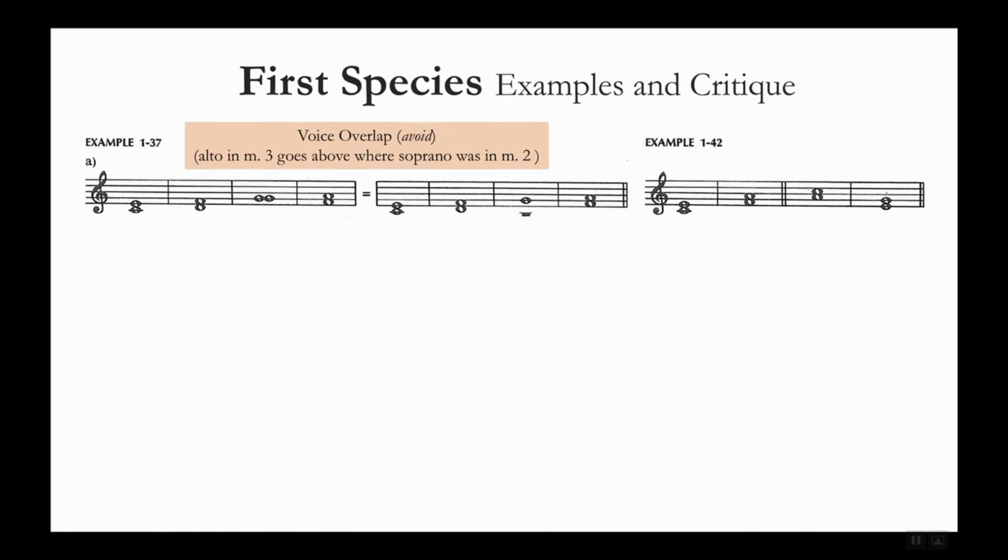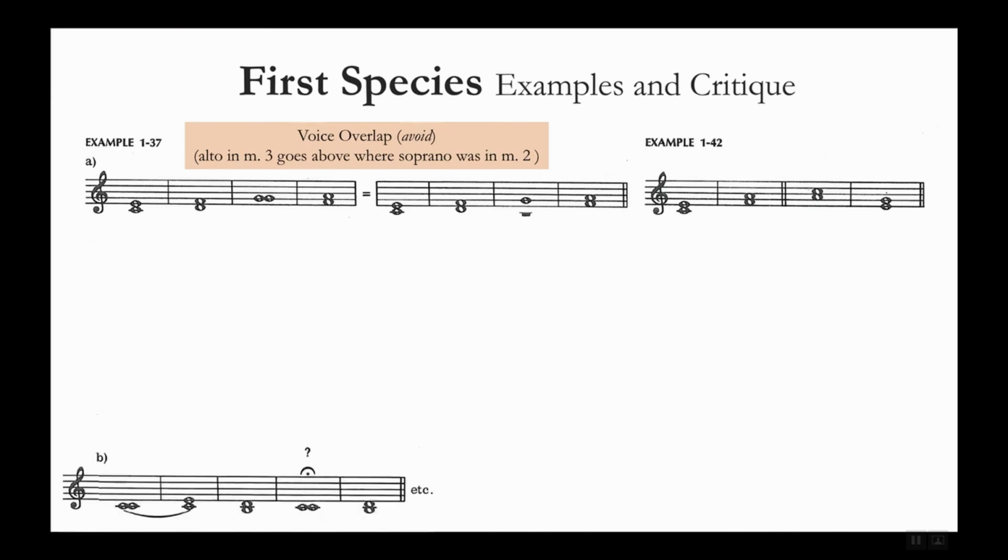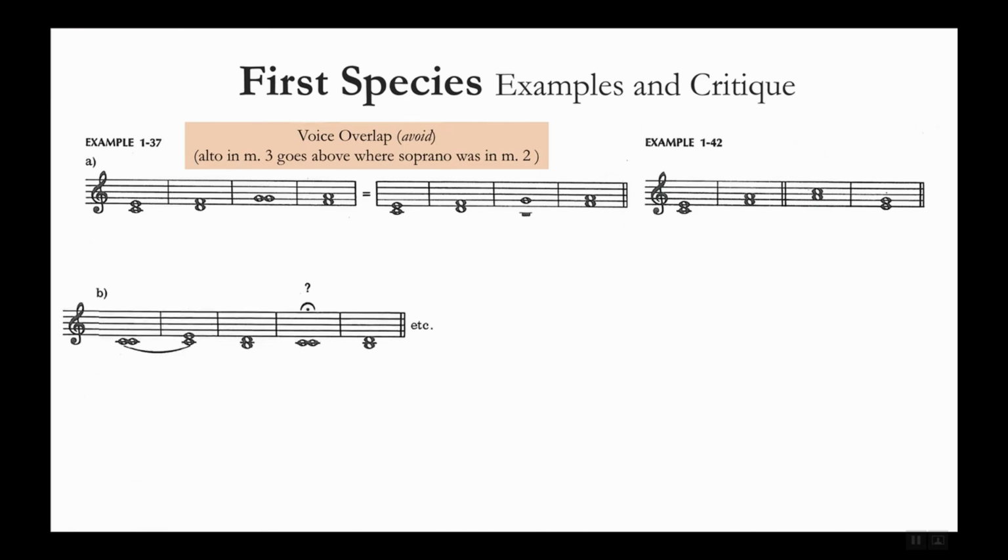Also, you can't do what's on the right side. So I'm just talking about, it sounds fine on the organ. Just talking about for species counterpoint, you want to keep the voices distinct from one another, so you don't do voice overlap.